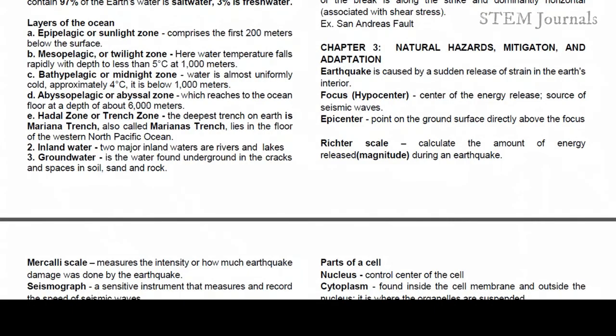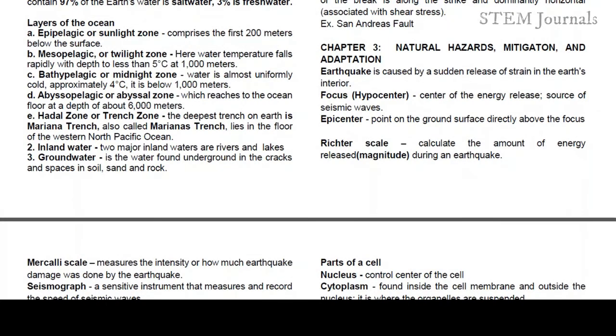So we have the anatomy of the earthquake. We have the focus and the epicenter. Si focus, that is the center of the energy release. Siya yung pinaka-source kung saan nangyari or nanggaling yung ating seismic waves. Pag sinabi naman natin epicenter, we are tracing a horizontal motion or movement doon sa ibabaw ng focus, so magta-trace tayo ng horizontal line and then above that is the epicenter. So ito yung point on the ground surface directly above the focus. Okay, so laging tandaan si focus and the epicenter.